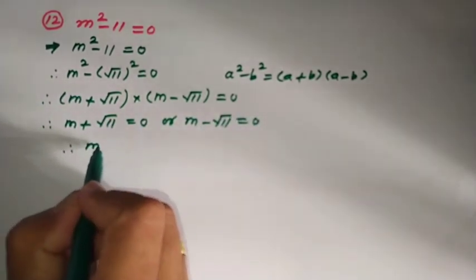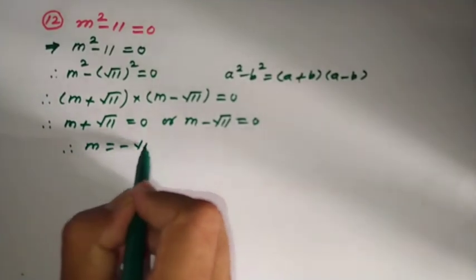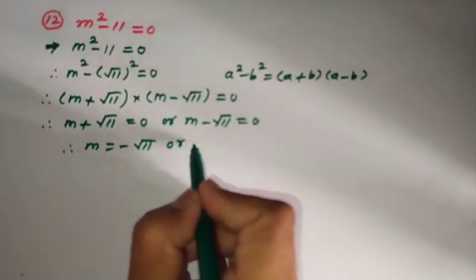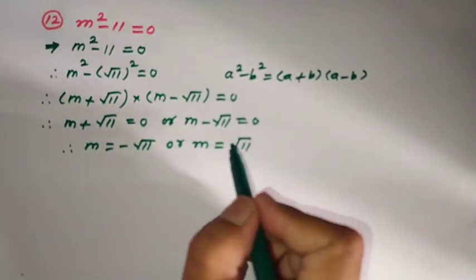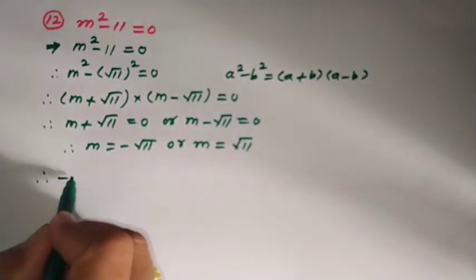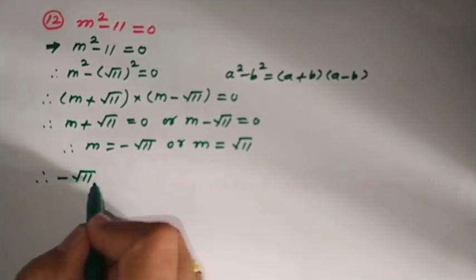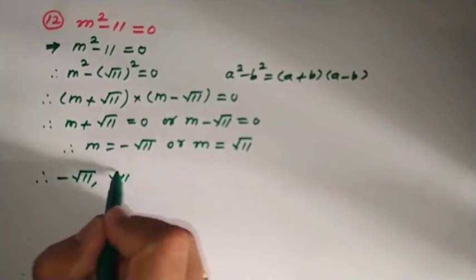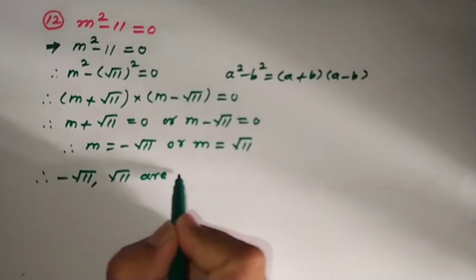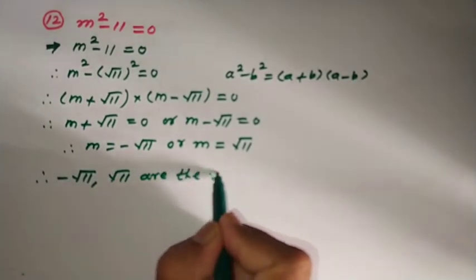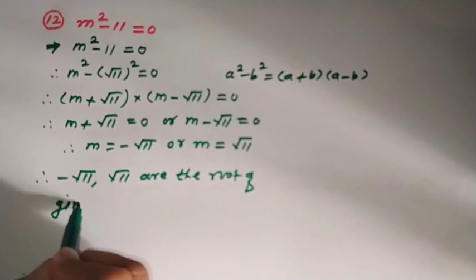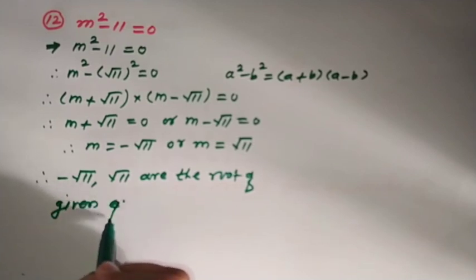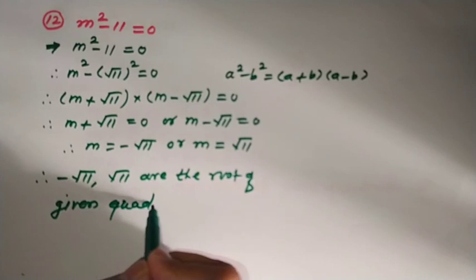Therefore m is equal to minus root 11 or m is equal to plus root 11. Therefore minus root 11 and root 11 are the roots of the given quadratic equation.